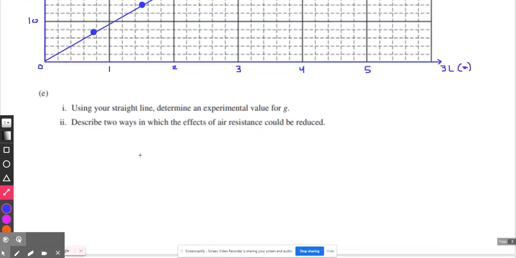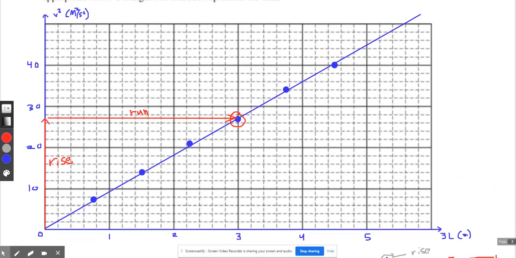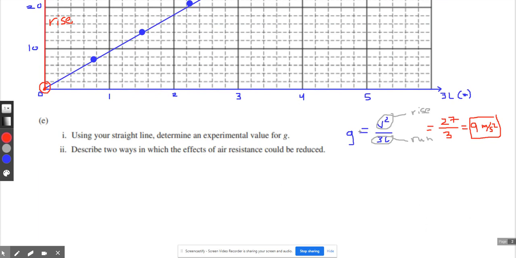Part E-I says, using your straight line, determine the experimental value for g. Okay, so I'm just going to pick some points that nicely follow my line. I know that it goes through 0, so I'm going to pick this as a point. And it looks like it goes through exactly one of my data points, so I'm going to pick that as my other point. I'm going to draw my rise and run on here, and then go down here and restate my equation: this is the rise, this is the run, and put in the numbers.